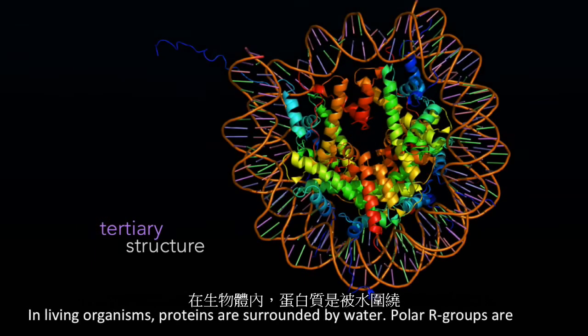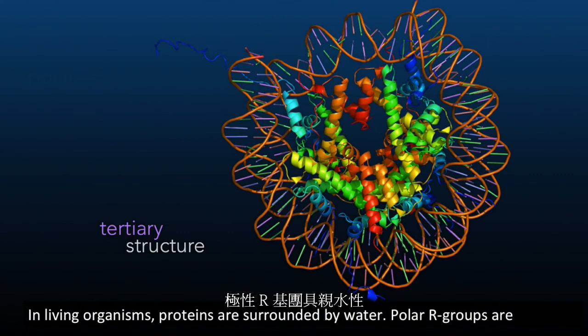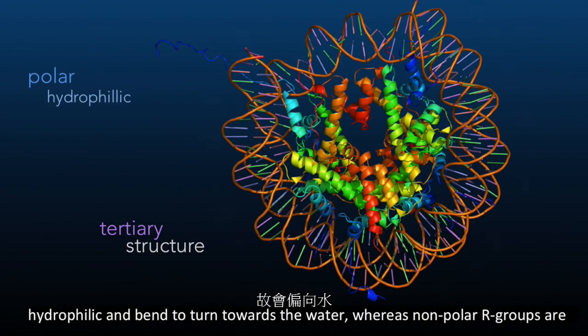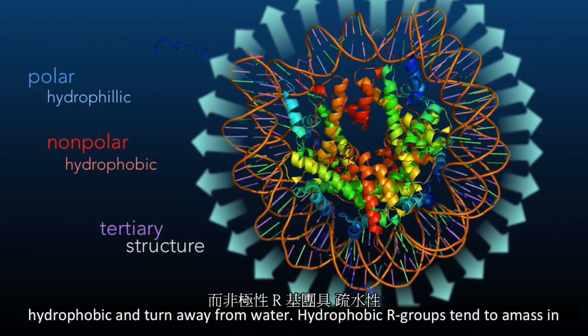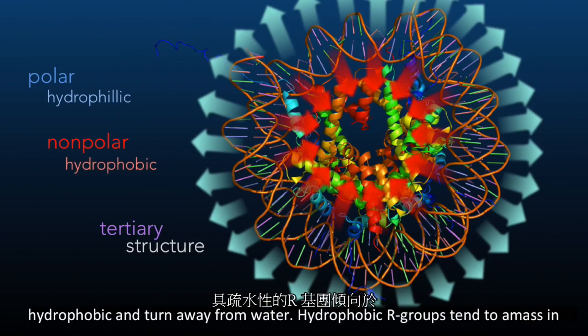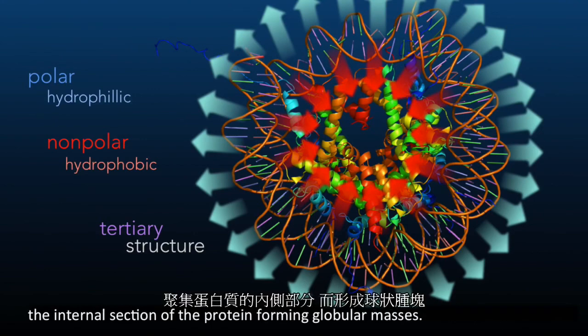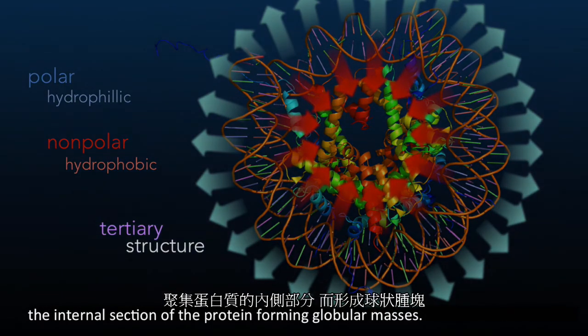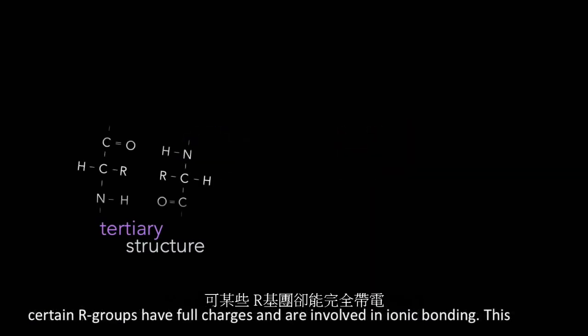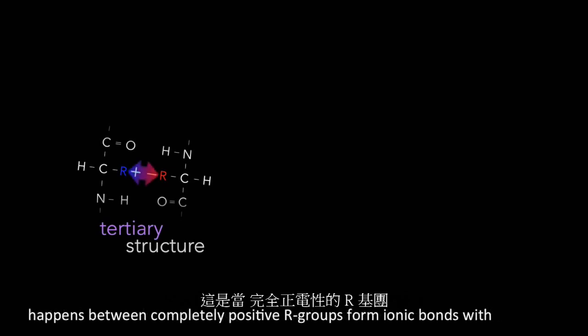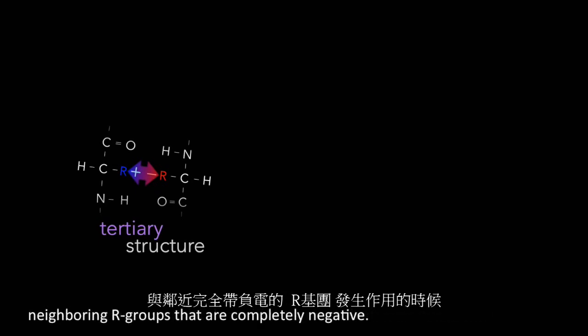In living organisms, proteins are surrounded by water. Polar R groups are hydrophilic and tend to turn towards water, whereas nonpolar R groups are hydrophobic and turn away from water. Hydrophobic R groups tend to amass in the internal section of a protein, forming globular masses. While hydrogen bonding is facilitated by the interactions of partial charges, certain R groups have full charges and are involved in ionic bonding. This happens when completely positive R groups form ionic bonds with neighboring R groups that are completely negative.